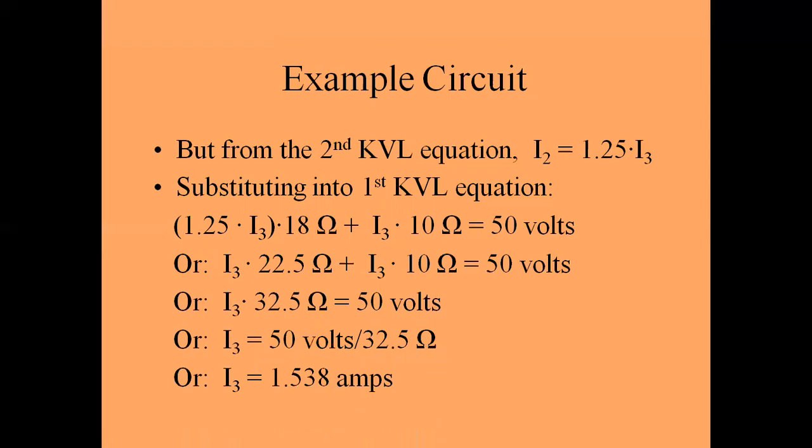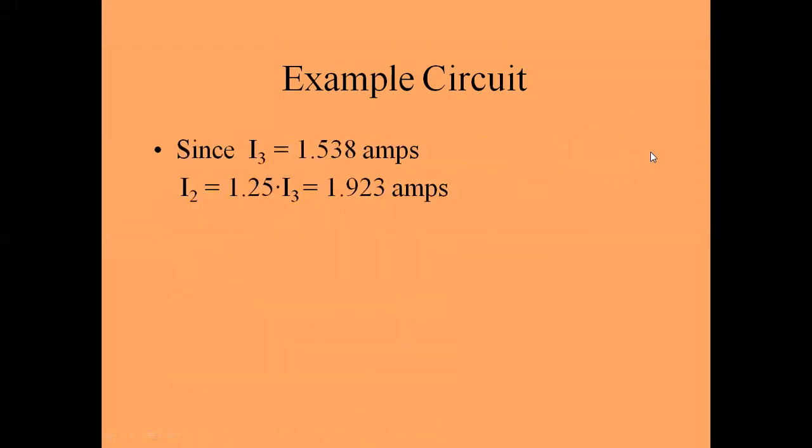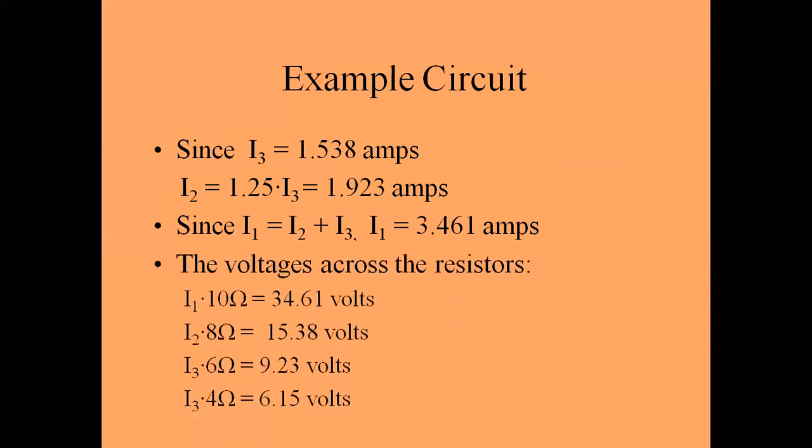Now once we got the value of I3, put this value in the equation I2 is equal to 1.25 I3, and we'll get the value of I2 also. The value of I2 is equal to 1.923 amperes. Now the remaining value is of I1. We have the equation I1 is equal to I2 plus I3. So substitute the values of I2 and I3 here, and we'll get the I1 value as 3.461 amperes. So here we got all the values of the currents.